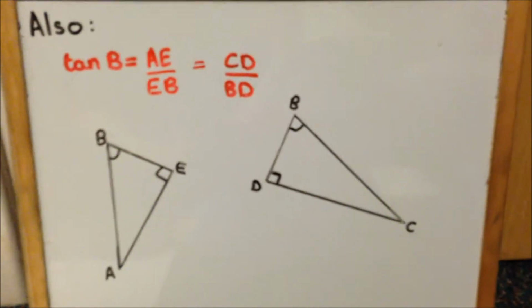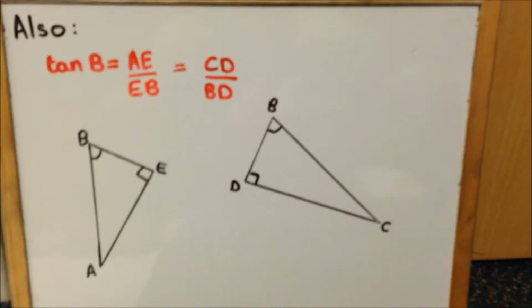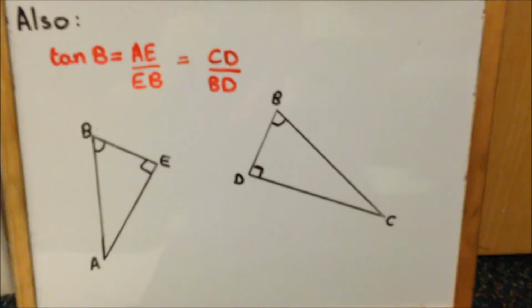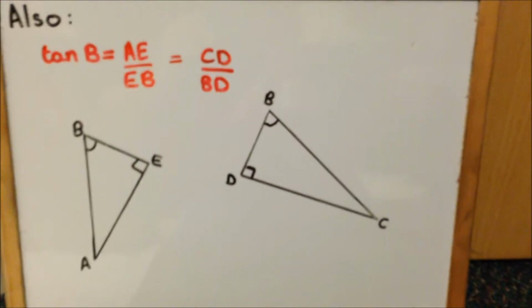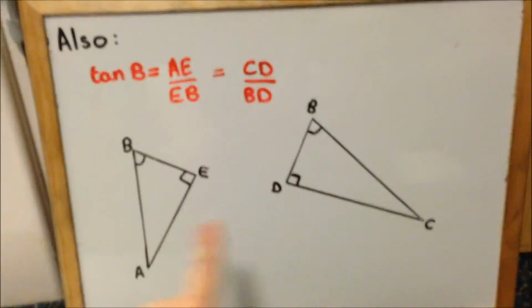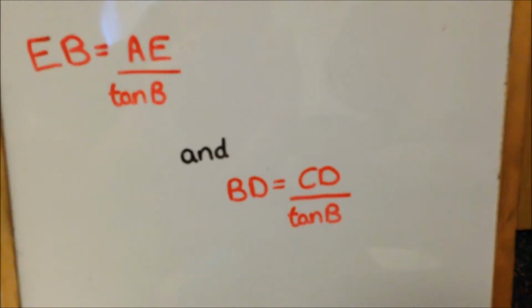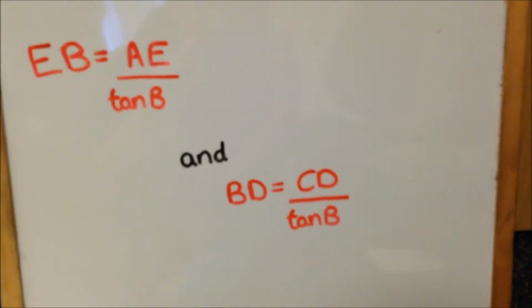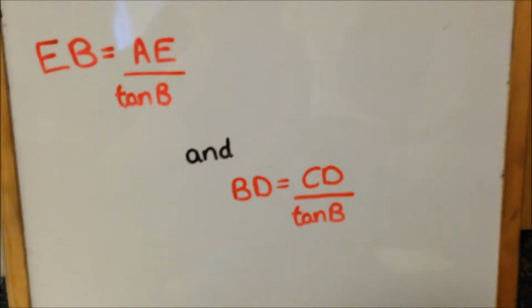We can also tell, using the same method as before, that tan B equals AE over EB, which is the same as CD over BD. This is due to the perpendicular bisector method, making these two triangles shown on the whiteboard. From that, we can determine that EB equals AE over tan B and BD equals CD over tan B.